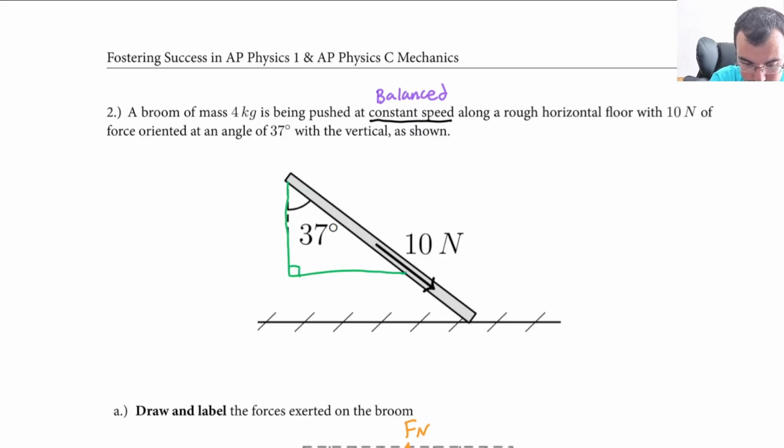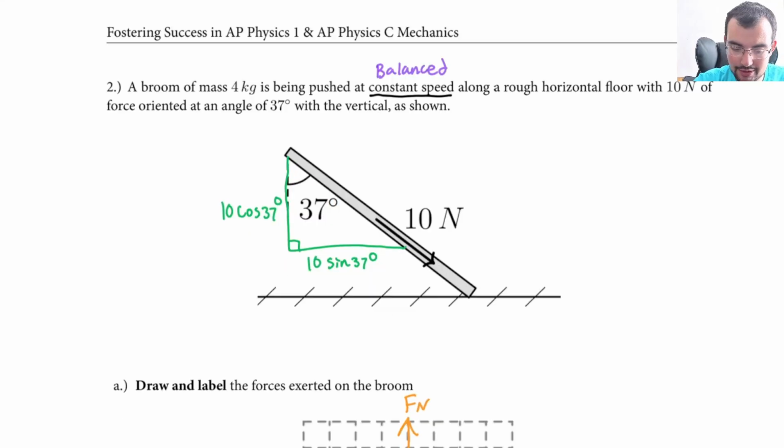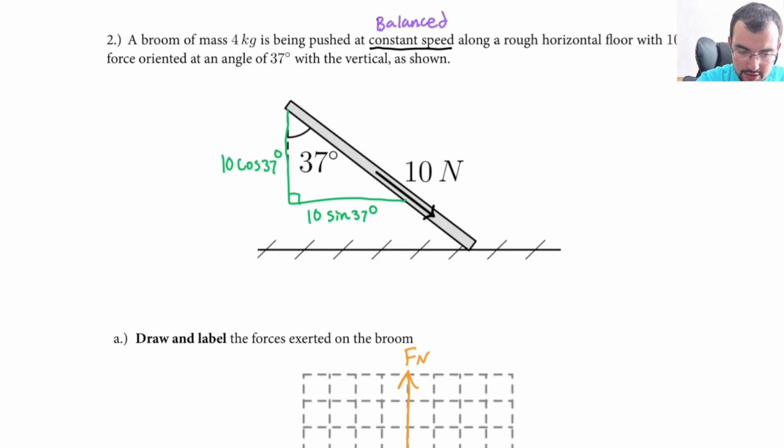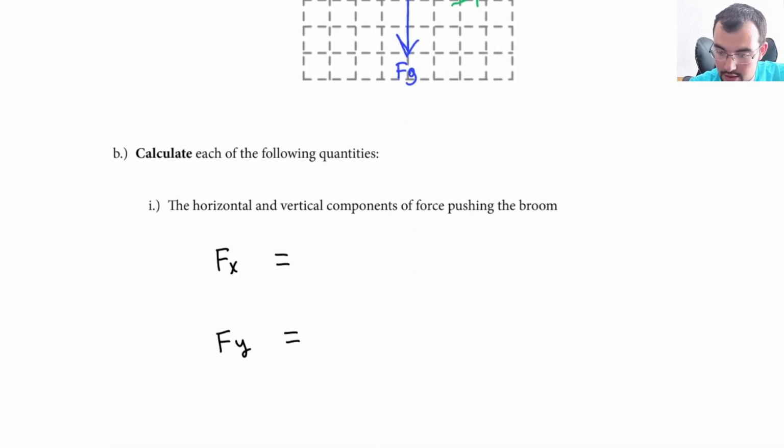Better. So 37 degrees touches the downward vertical leg. So 10 cosine 37 is actually the vertical leg this time, and 10 sine 37 degrees is the horizontal leg. Again, the rule is the adjacent side is always extracted with cosine, the opposite side is always extracted with sine. So we have the x component is actually given by sine today, and the y component is cosine.